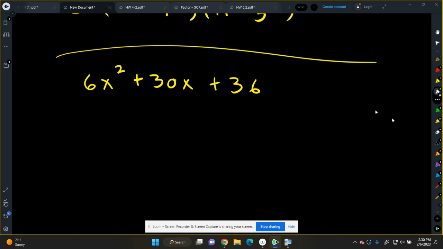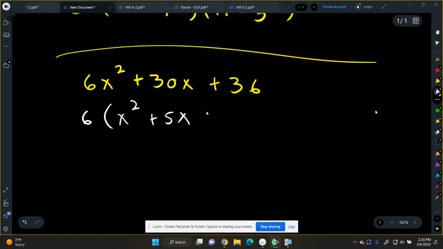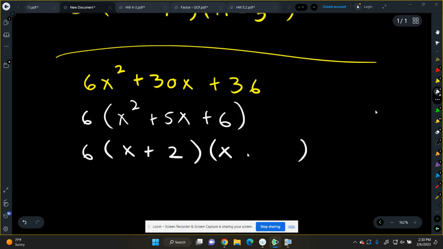Okay. Who wants to do it? No. Okay. Who else wants to do it? Mark, what did you do first? Took a 6 out. Good. Good start. Leaves me with x squared plus 5x plus 6. Make our two parentheses. There you go. Perfect. Absolutely perfect. Good job.